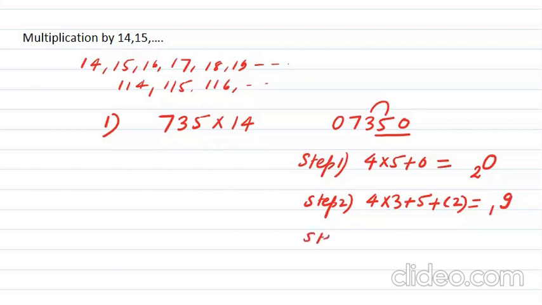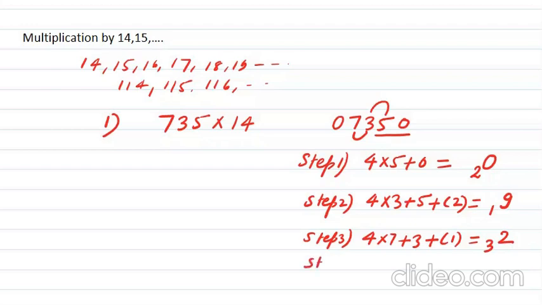Then in step number 3, we get what? We get 73. So what we have to do? We have to take 4 into 7 plus 3 and plus this 1 carry over term. So what I will get? 4 into 7 is 28. 28 plus 3 is equal to 31. 31 plus 1 is equal to 32. So you take 2 here, and the carry over term is 3.